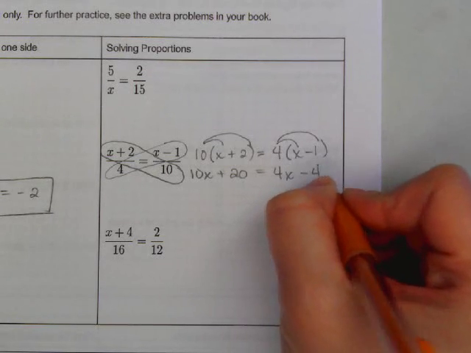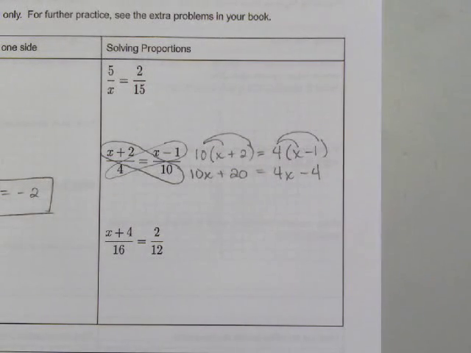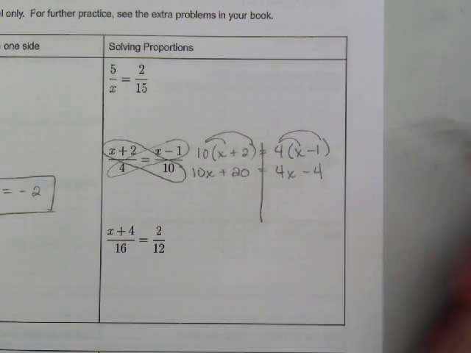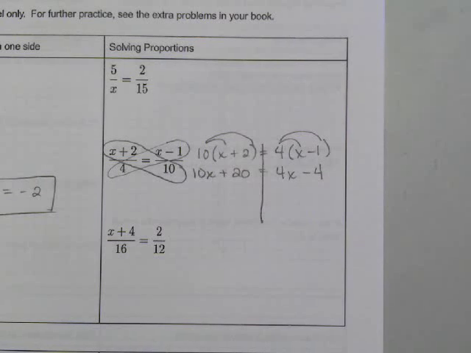So 10x minus 4x is? 6x. What do I do with the 20? Well, I'm going to drop it down for now. And then I will subtract it. And then what do I drop down on this side? Negative 4. Good job with the negatives on that.